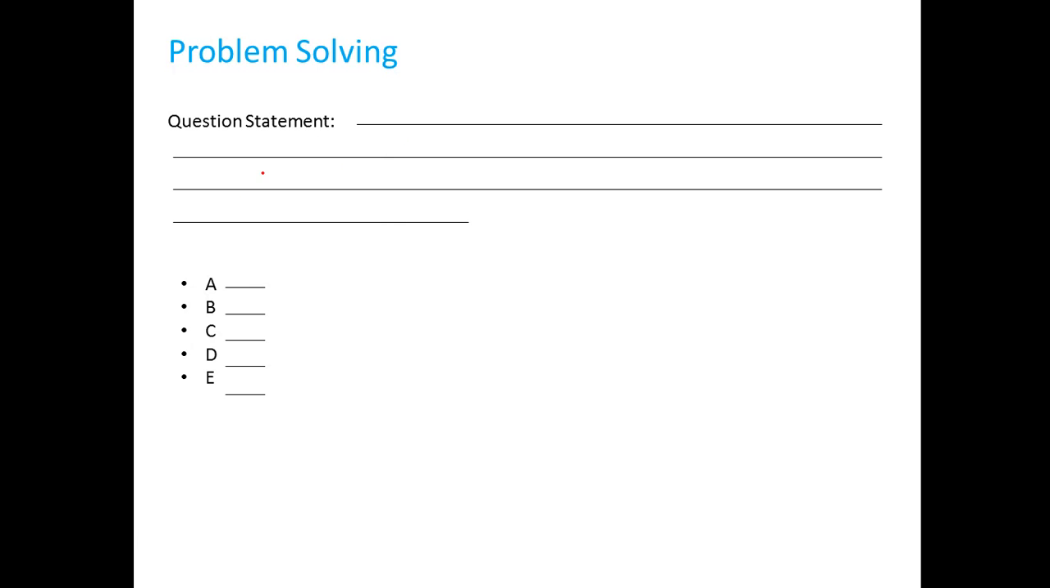Problem solving questions are similar to any standardized question you must have seen in any standardized test. It gives you a question statement and five option choices, out of which only one is correct and you have to tick mark only one. For example, if C is correct, tick mark C and move further.